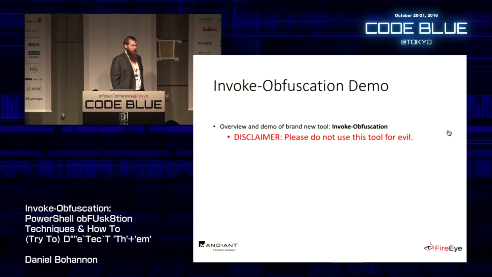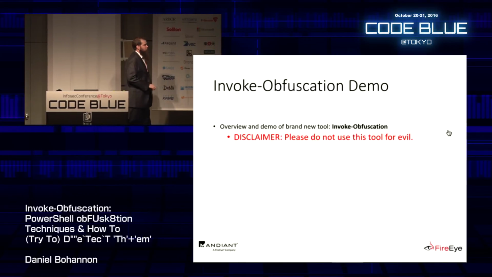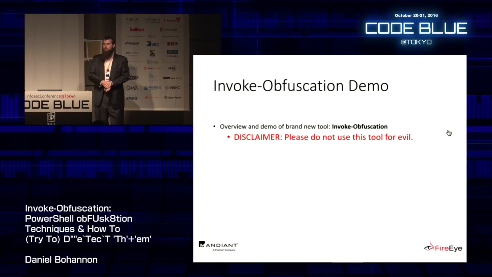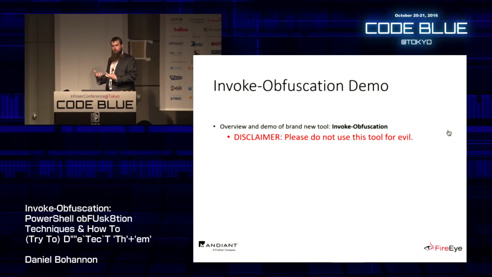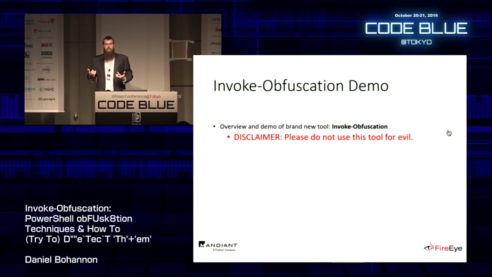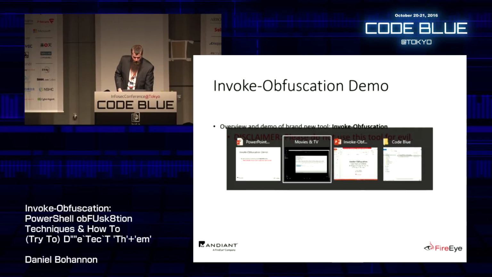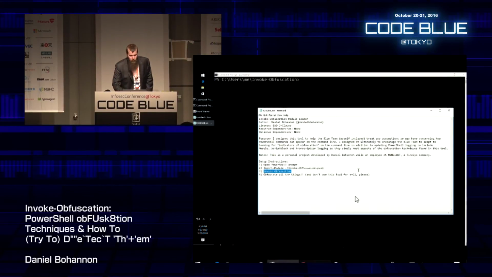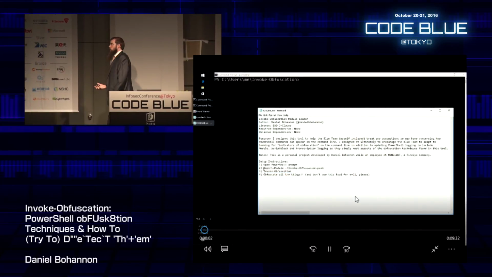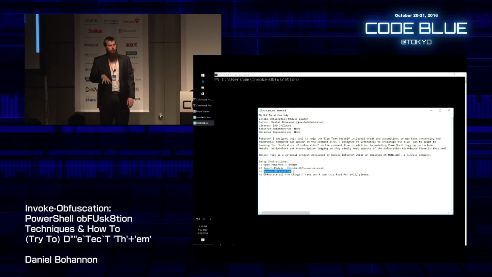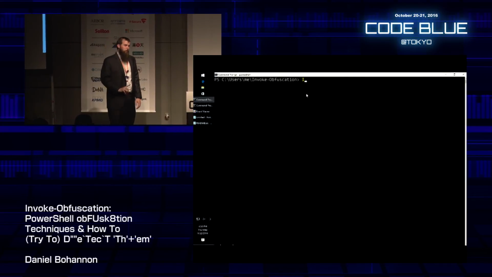All right, so let's look at a quick tool demonstration. My only disclaimer is please do not use this tool for evil. Again, I'm not a red teamer, I'm a blue teamer, and I hope this tool helps blue teamers to test your own detection of these techniques. So I'm going to switch over to that now. And again, this is open source, it's available on my GitHub. I actually just last night released version 1.2 specifically for Code Blue, and it introduces a new obfuscation type.